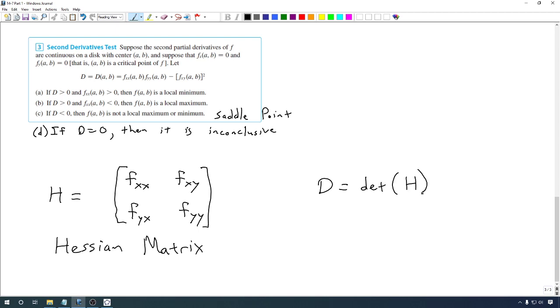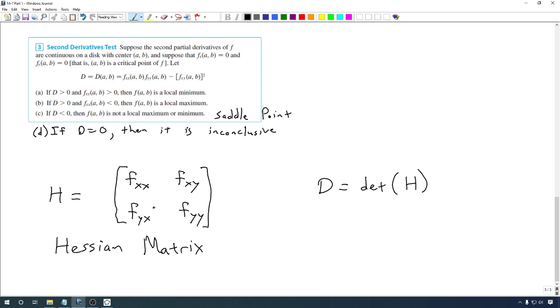But the point here is that the D that we have up there is the determinant of this Hessian matrix. If you remember how to take determinants, then we take the product of the first diagonal, so f of xx times f of yy, then we subtract the product of the other diagonal, f of xy times f of yx. But remember, f of yx, as long as we have continuity conditions, and they are assuming here that the second partial derivatives are continuous, then these two values are always the same.